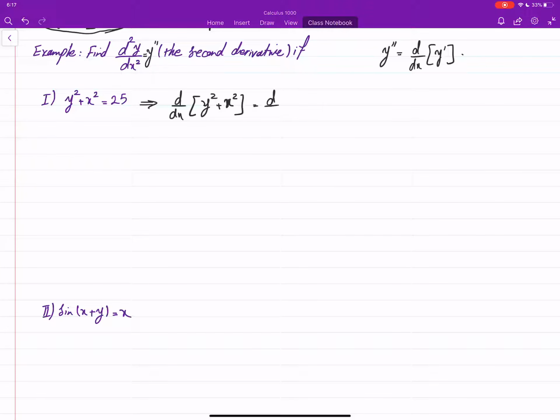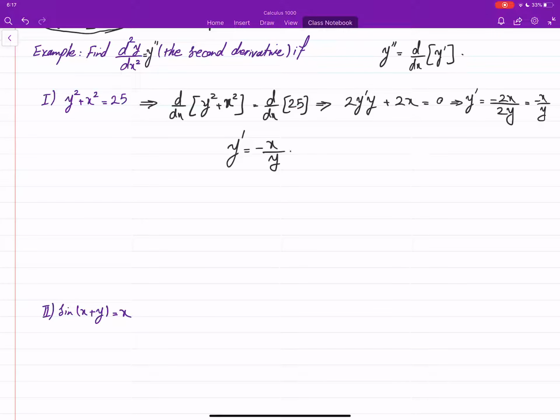This is how we start. Differentiate both sides with respect to x. Then apply the chain rule whenever you need. And then solve it for y prime. This will be negative 2x over 2y, which is minus x over y. Let me write it here. Y prime we found is negative x over y.